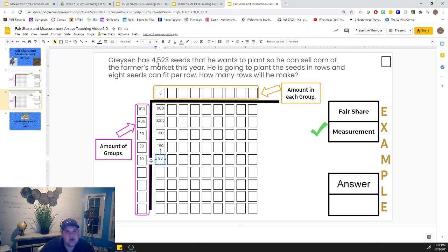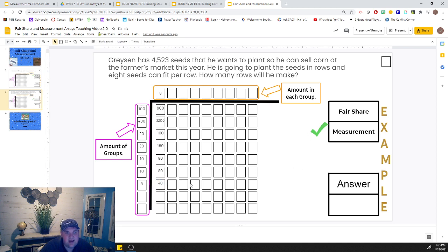Now I have 123 more seeds that I need to plant. So if I do 10 more, that's 80 more seeds. Now I have 43 more seeds to plant. I'm going to do 5, and I know 5 rows with 8 seeds in each is 40 seeds, and that takes me to 4,520. Now that I have that, I know that there's 3 seeds left over that I'm not going to be able to make a complete row with.